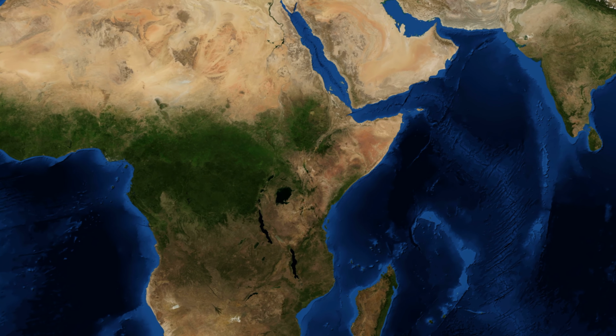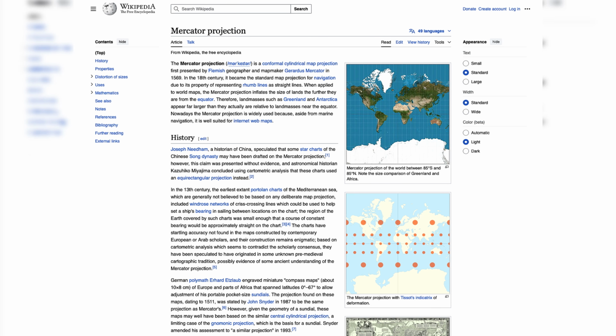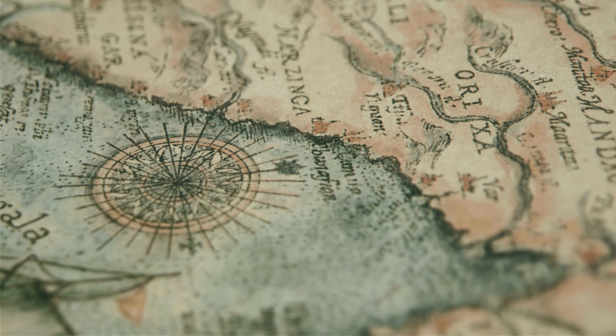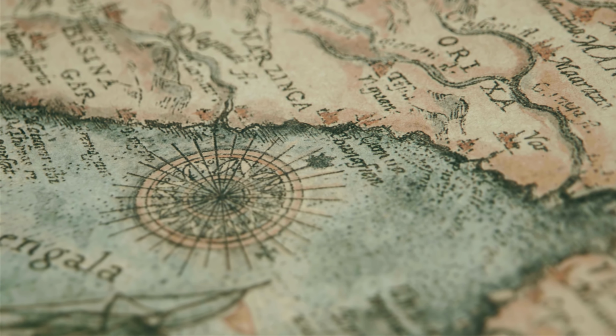The answer starts with something called the Mercator projection. It's the most commonly used world map, especially in schools, textbooks, and online. It was created way back in 1569 by a Flemish cartographer named Gerardus Mercator, and it was designed for navigation, not accuracy. The magic of the Mercator map is that it preserves angles. That's really useful if you are sailing from one place to another, because straight lines on the map correspond to constant compass bearings in the real world. For the 16th century navigators, this was groundbreaking.